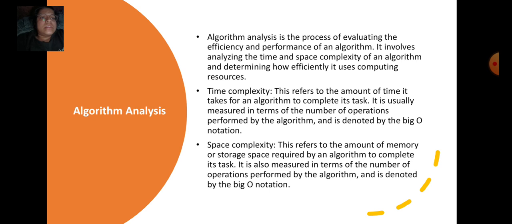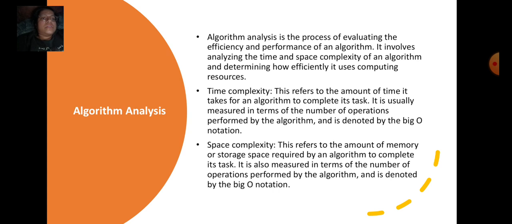Algorithm analysis. Algorithm analysis is the process for evaluating the efficiency and performance of an algorithm. It involves analyzing the time and space complexity of an algorithm and determining how efficiently it uses computing resources. Time complexity refers to the amount of time it takes for an algorithm to complete its task. It is usually measured in terms of the number of operations performed by the algorithm and denoted by the big O notation.